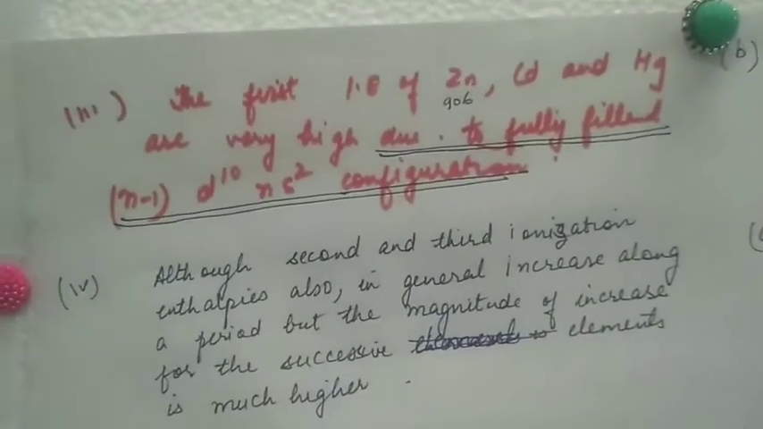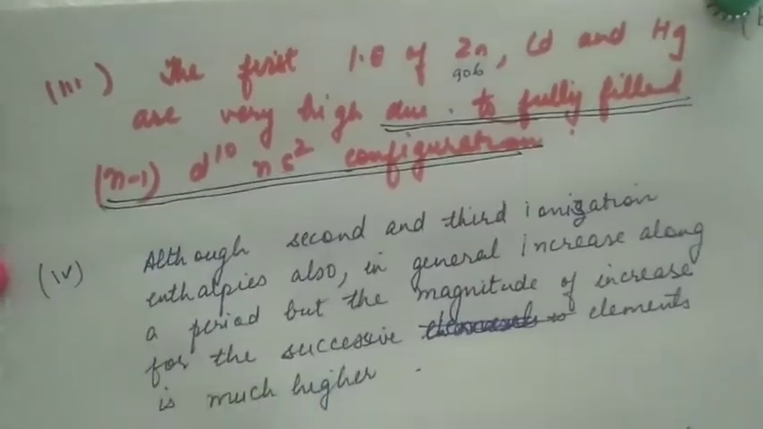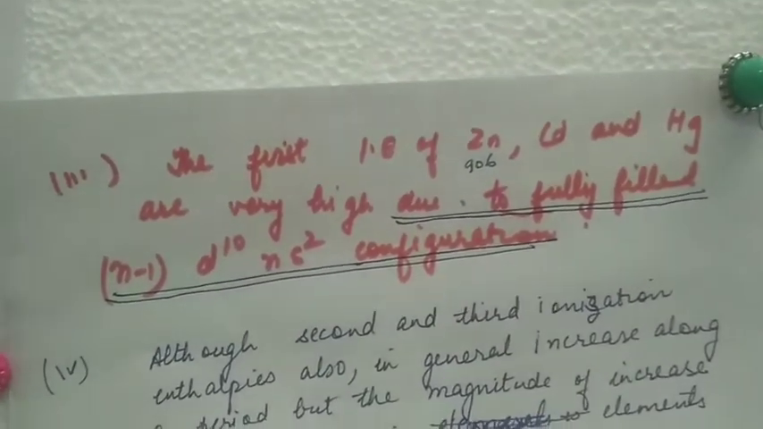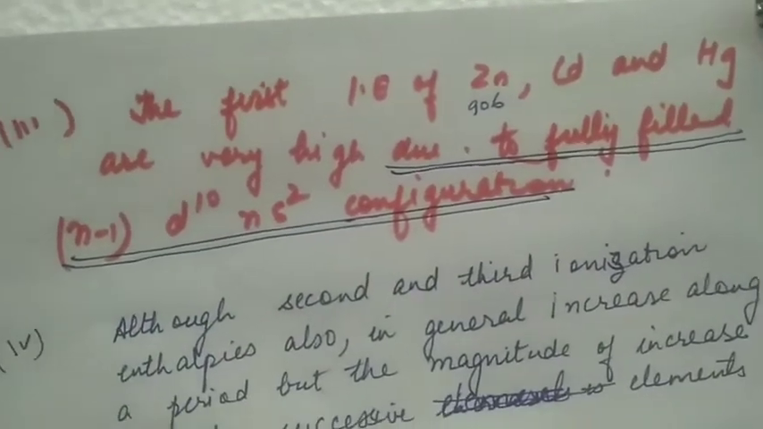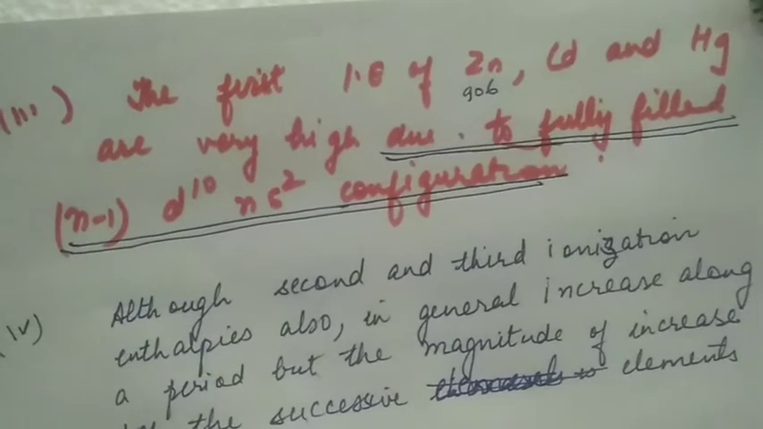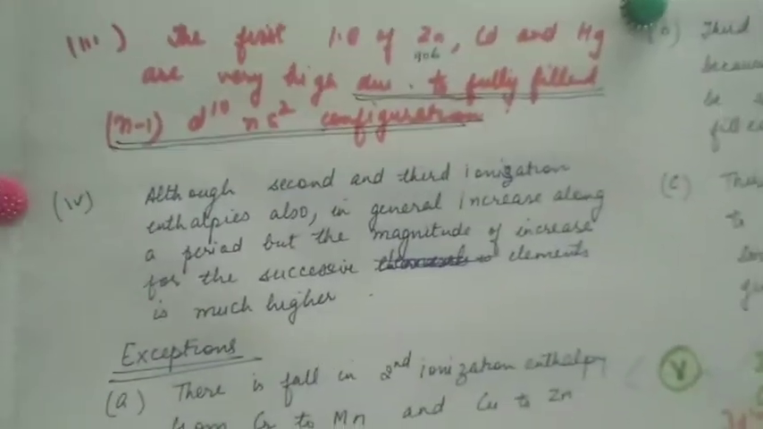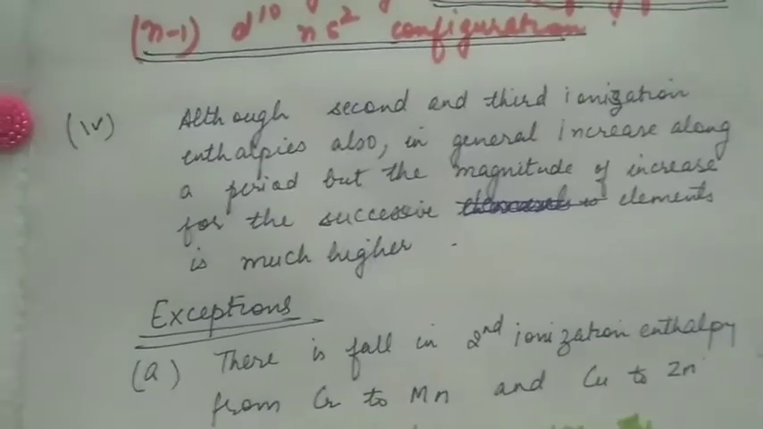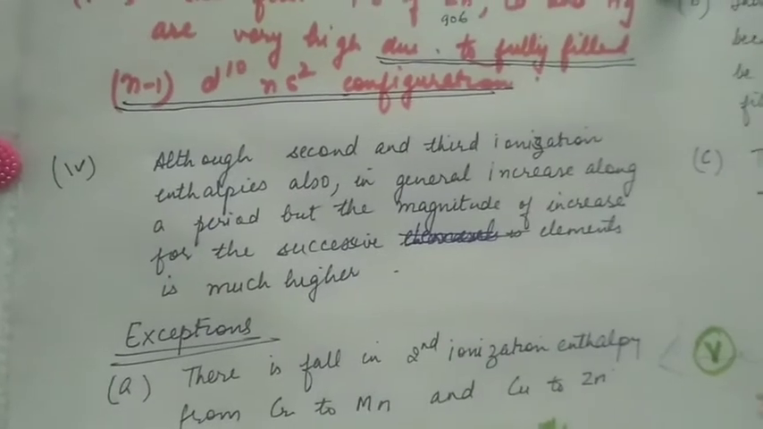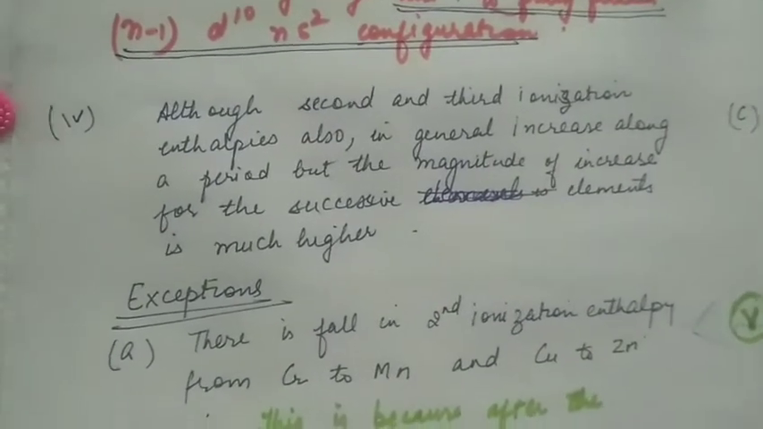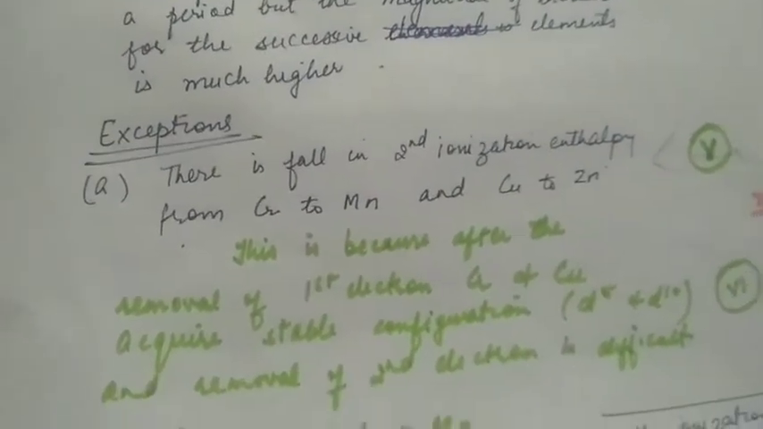The first ionization enthalpy of zinc, cadmium and mercury are very high due to fully filled (n-1)d10 ns2 configuration. You can see for zinc this value is 906, whereas other elements were having value up to 745. Although second and third ionization enthalpies also in general increase along a period, the magnitude of increase for successive elements is much higher. There are a few exceptions during this journey.